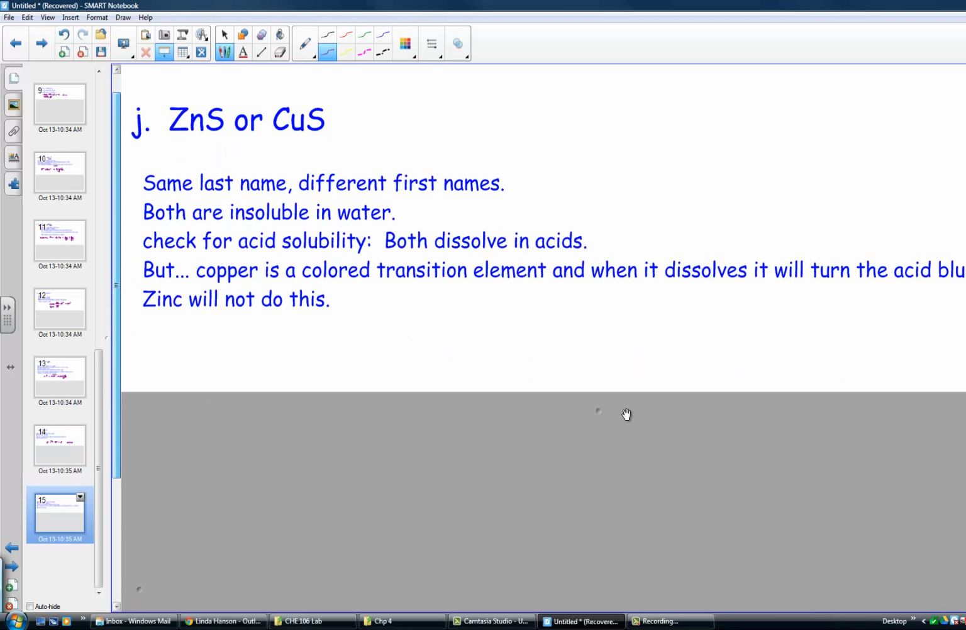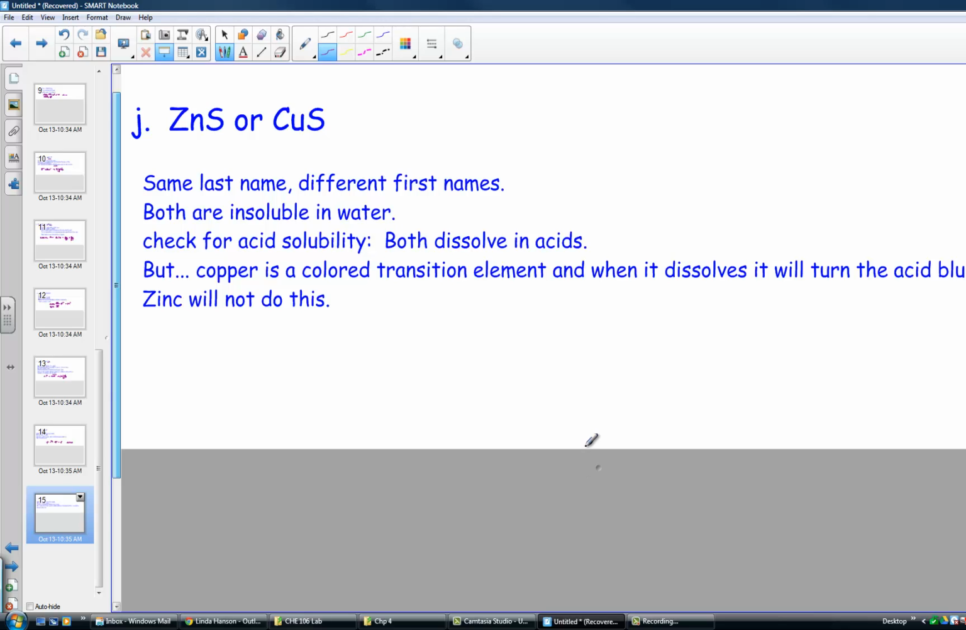And finally, our last station would have us investigate zinc sulfide versus copper sulfide, letter J. Same last name, sulfides, but different first names. And again, both are insoluble in water. Check your solubility table and verify what I'm saying. Neither will dissolve well in water. Both dissolve in acids, but copper is a transition element, and it will dissolve in an acid and turn blue, and zinc will not do that.